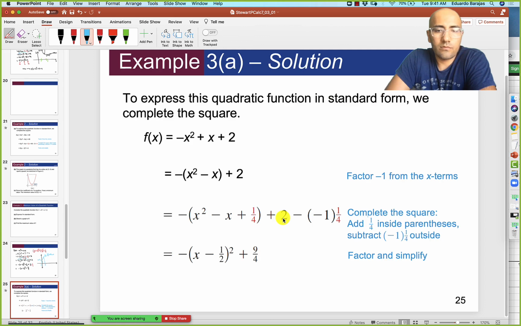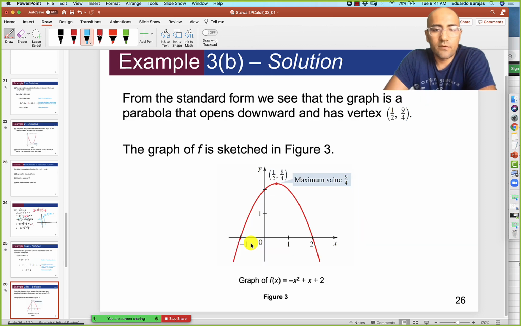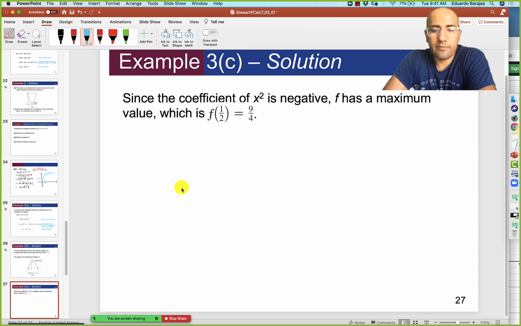Okay. Let's see if they got the same result. Yep, they got the same result I did as well. Factor out the minus, add the perfect value, combine, simplify, and get to our answer. Any questions? Here's a sketch of it. A little better than mine, but similar. And it goes to the point 0, 2, the y-intercept. Coefficient of x squared is negative. f of x has a maximum at that point.